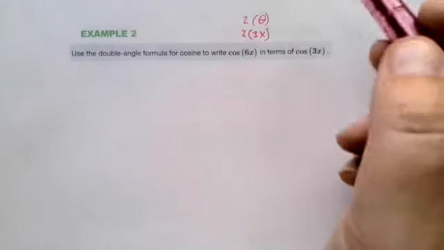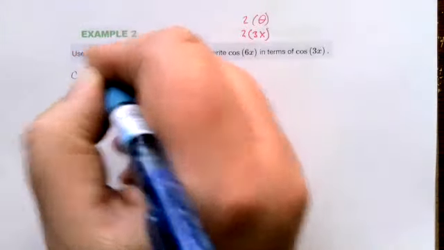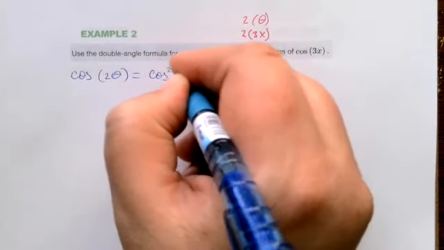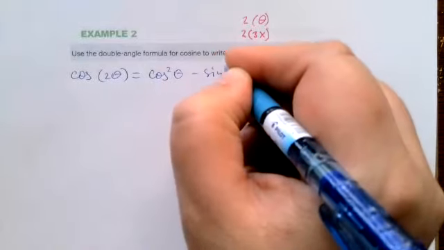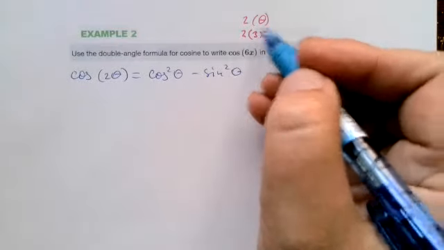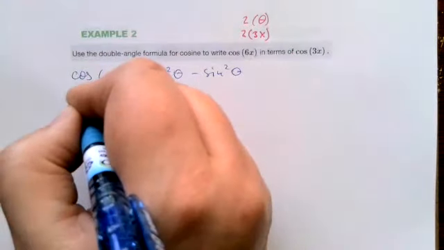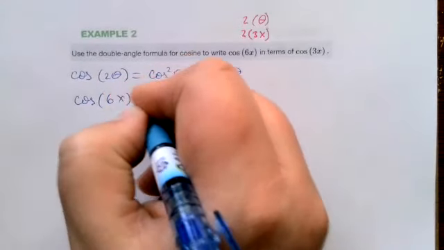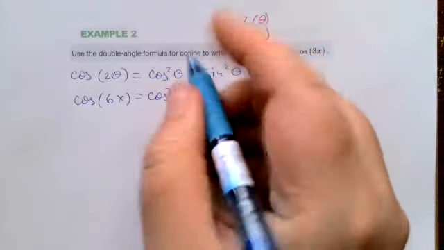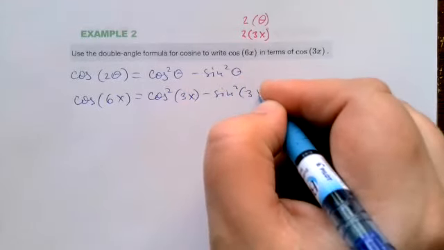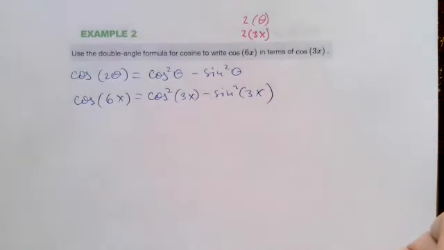And what are we going to do? Well, we know the formula, cosine 2 theta is cosine squared theta minus sine squared theta. So we're going to take this and substitute our values. So the cosine of 6x is cosine squared 3x minus sine squared 3x. And that's it.